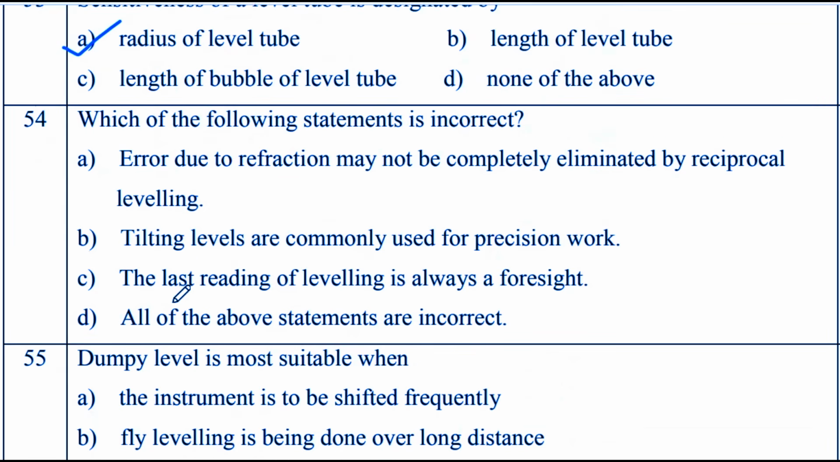Which of the following statements is incorrect? Error due to refraction may not be completely eliminated by reciprocal leveling. Tilting level is commonly used for precision work. The last reading of leveling is always a foresight. So here, all of the above statements are incorrect.